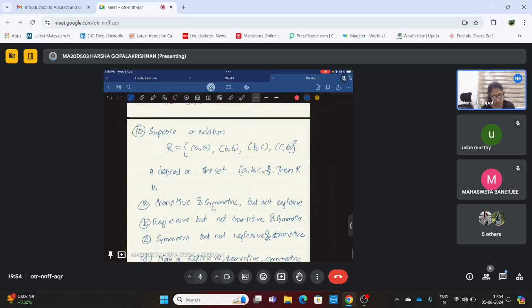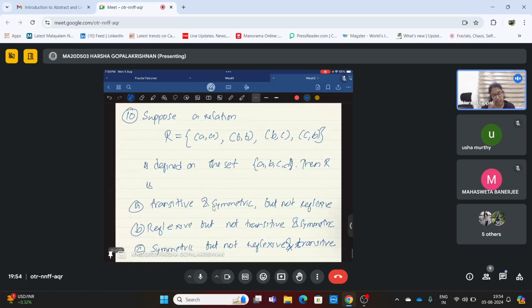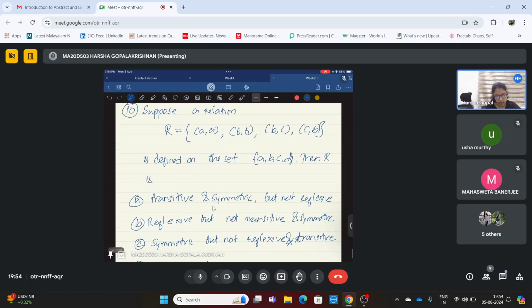Okay, now let's do a last question. This is also regarding relation. Now the relation is given as AA, BB, BC, CB on the set ABCD. Now the question is whether it is reflexive, symmetric, transitive. So we can check one by one.